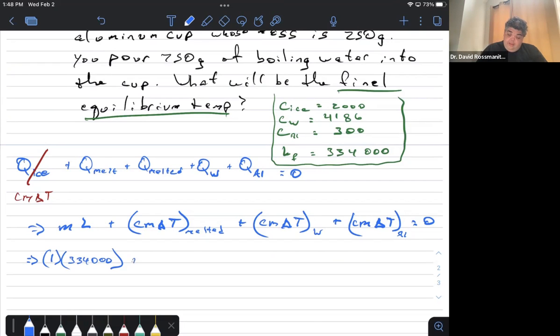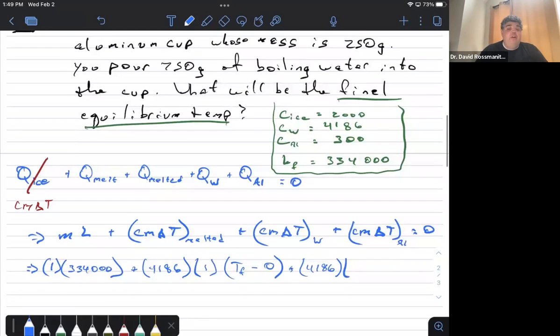Next term. Now that this ice is melted, it's no longer ice, it's now water. So the specific heat is 4186 times the mass. How much of this melted ice do I have? I had 1 kilogram of ice, so 1 kilogram. Delta T, the now melted ice is going to start at 0 degrees and heat up to some final temperature, which is what I want to know. TF minus 0. Final minus initial always. So the second term's done. Third term, this is the boiling water. So it's water, 4186. The mass, how much boiling water did I have? 750 grams. But of course, grams is bad. I need kilograms. So it's 0.75.